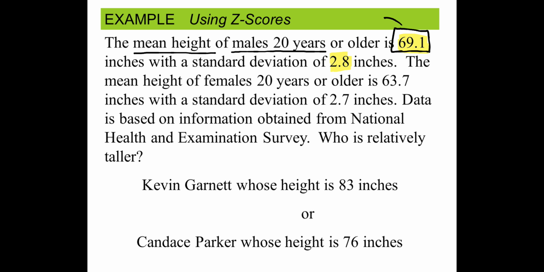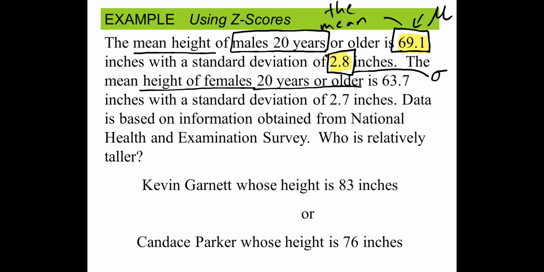All right, we have the mean height of males 20 years of age or older. That is the mean. And furthermore, it looks like it is a population mean because they don't say this came from a sample. And the standard deviation for these males here is 2.8. So that is a population standard deviation. That's sigma. And then we've also got females' heights, and their mean is a little lower, and their standard deviation is not the same. It's 2.7.